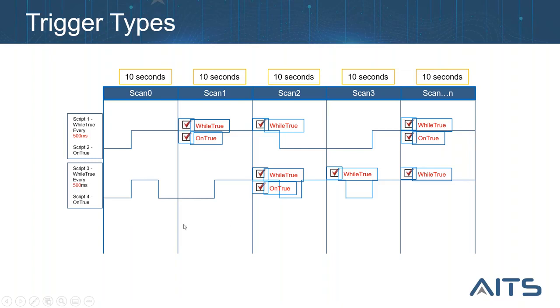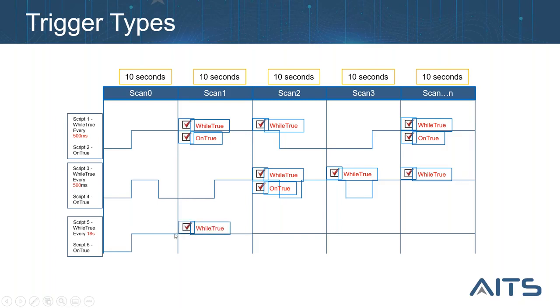Last but not least, the while true, when I have a long while and I choose the while to be every 18 seconds. Remember, the scan period is 10 seconds, and here I have 18 seconds. So I don't have an issue with on true. I have on true only here. What about the while true? Now it started here, and after 10 seconds, I still have it true, but it's while true every 18 seconds. So it will be dropped.